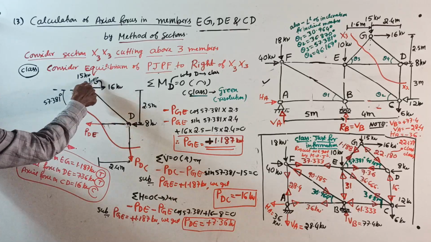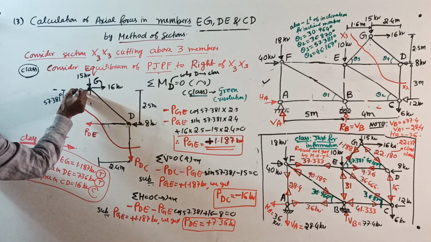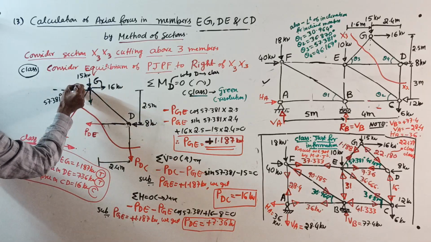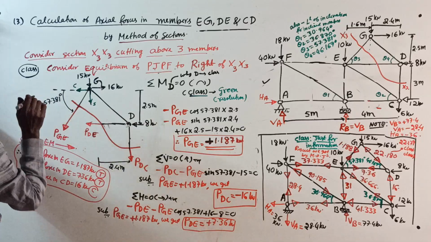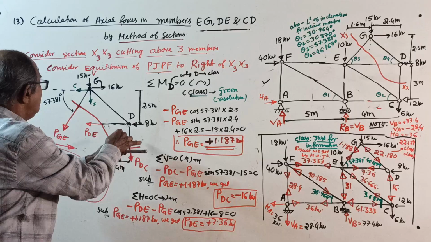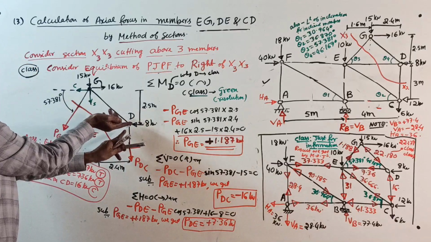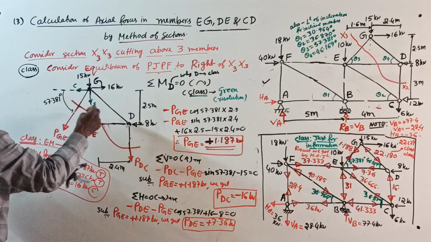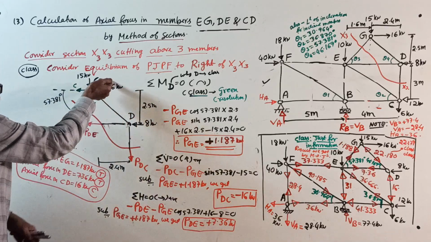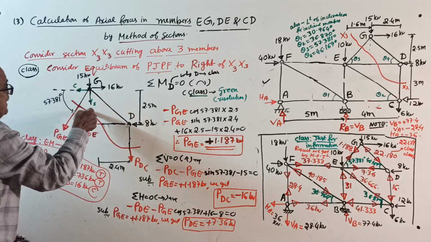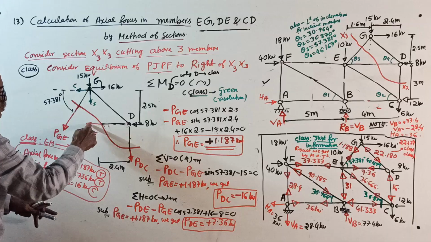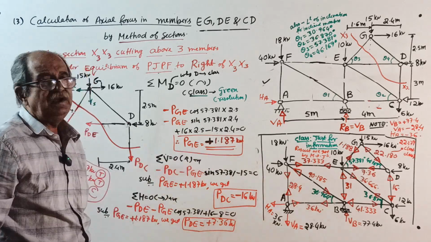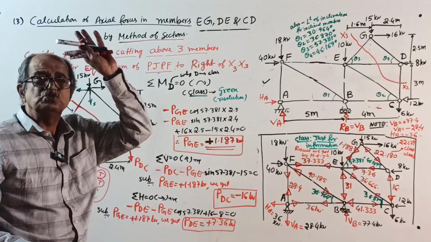At that point, you resolve this force into components, horizontally this way and vertically this way. So this is cos, this is sine, with respect to this angle. Now very simple. Take moment about D. Minus PGE cos 57.381 into 2.5 minus PGE sine 57.381 into 2.4. I already explained this; substituting, you get PGE. Sufficient. I told you so many times earlier.